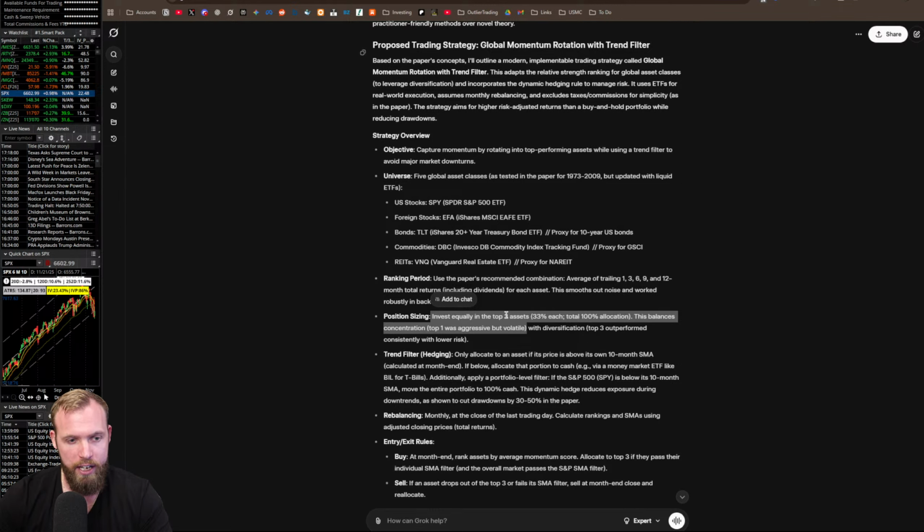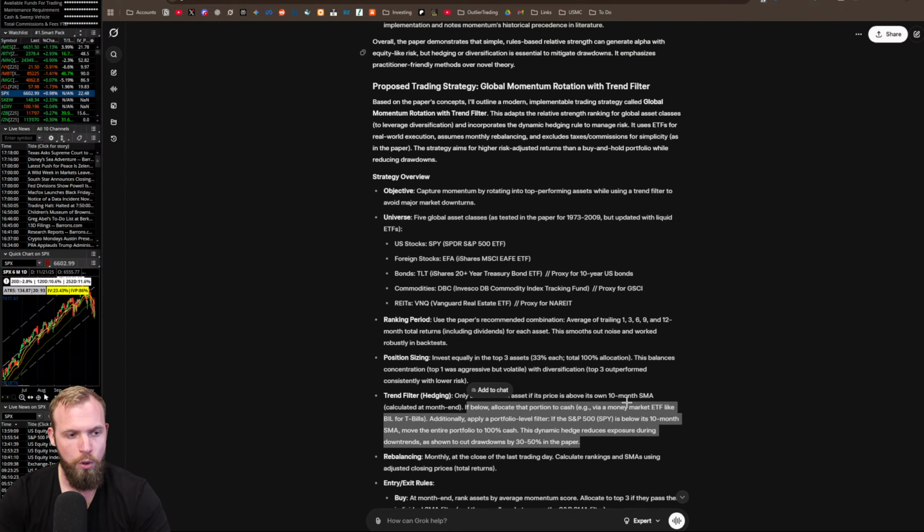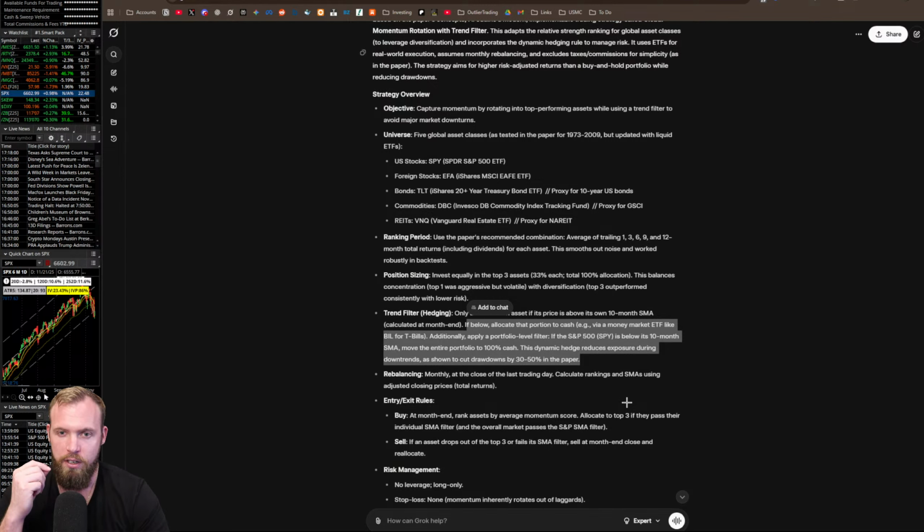When you see like 3 in here, again, it's telling you why, right? Because the diversification in general is worth it. Now you have to determine what number makes sense. But again, this is giving you a starting point. So now it's saying allocate to an asset if price is above its own 10-month MA. If below, allocate the portion to cash. So what could we logically do next? The next thing we could do is we could literally download price data for these things. So let's take a look.